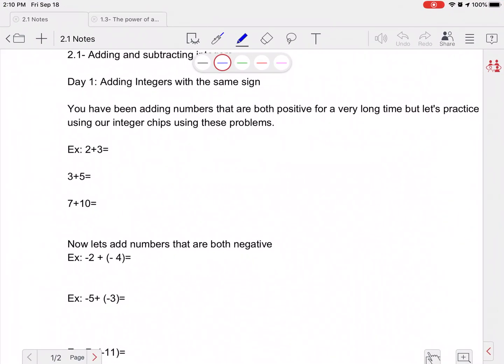Welcome back. We're going to jump into chapter 2, and the first thing we're going to do is add integers together. So if we hop into our notes, we're doing 2.1 day 1. So we're going to add integers with the same sign.